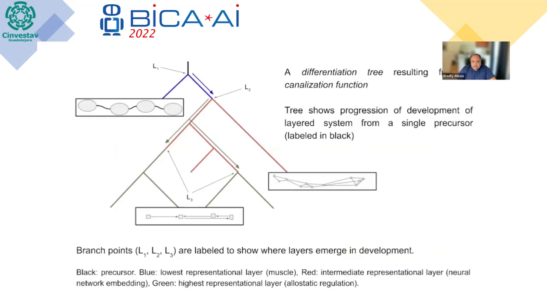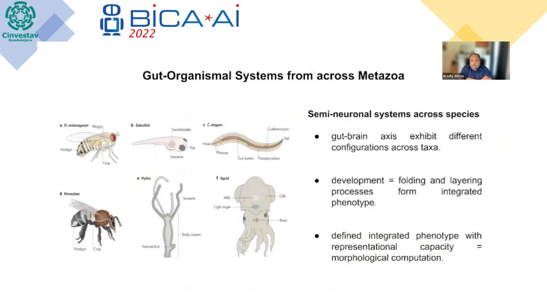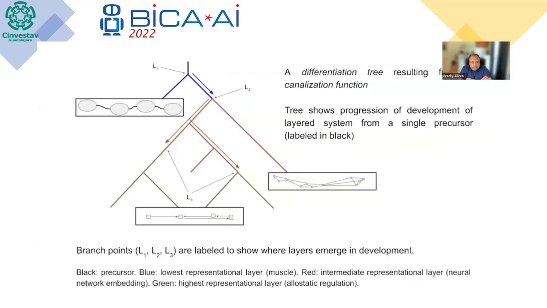So I showed you the different organisms that have gut-brain axes, and they all have different developmental attributes to these systems. They all develop from a very similar template, but they're very different in terms of how they unfold, how they fold, and how they layer, and how they ultimately function. So one thing we can do with a computational model of a gut or any other type of semi-neuronal system is we can build what we call a differentiation tree.